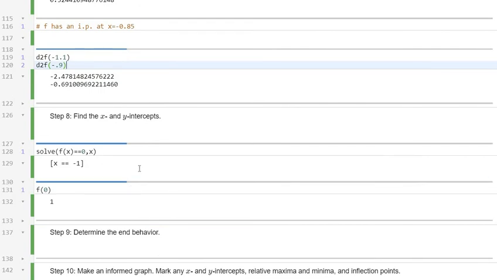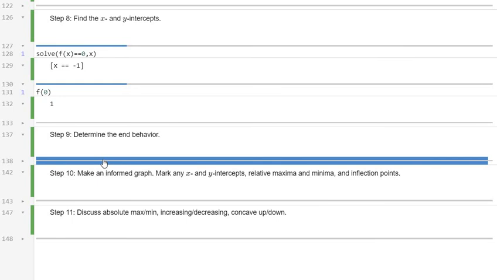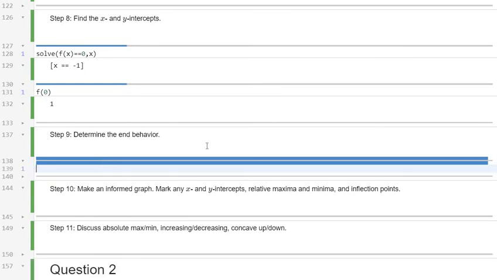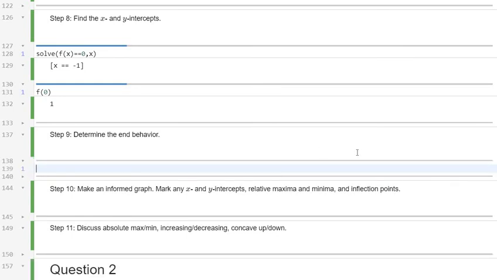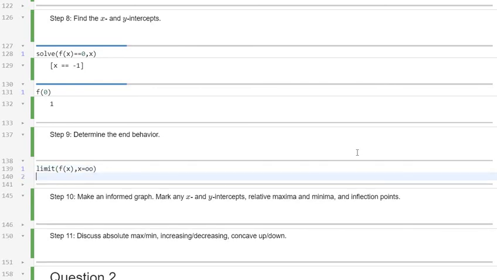All right, here's the x-intercept. I'll go ahead and write that down. f is 0 when x equals -1. Our old friend -1 again. And then the y-intercept is 1. Okay, end behavior. So again, domain is all real numbers, so we're going to take the limit of this function as x approaches infinity. And remember, you can either type out infinity or you can put two small o's.